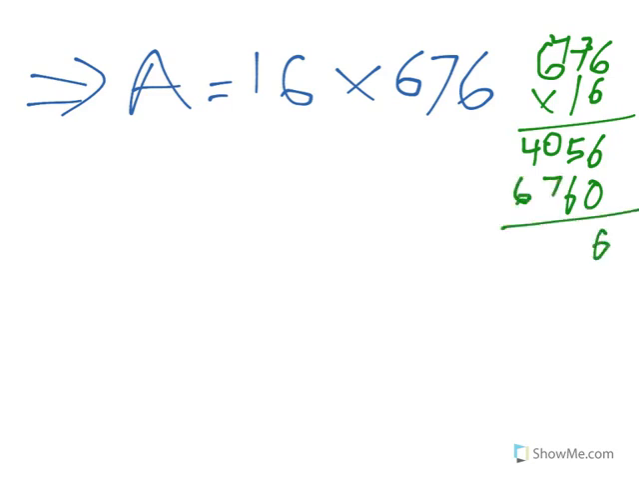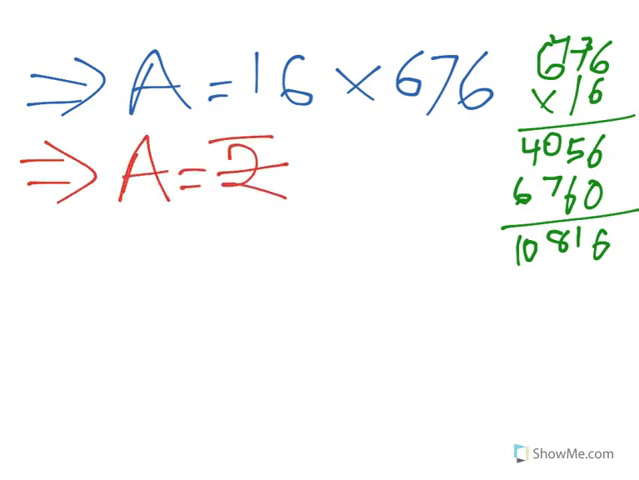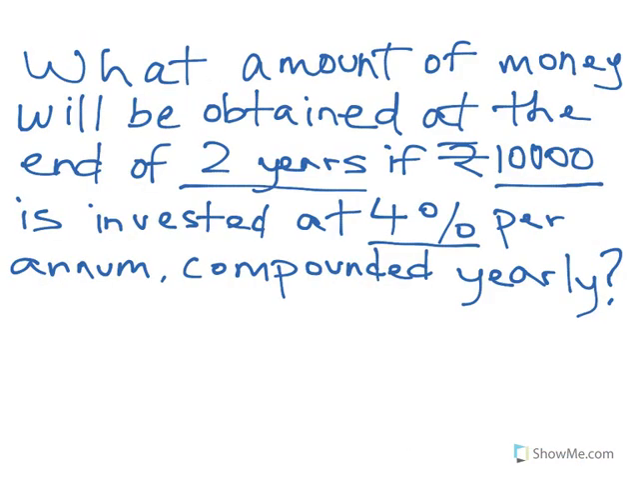So my final answer is 6, 5 plus 6, 11, 1 plus 7, 8, 4 plus 6, 10. 10,816. So I can say with absolute pride that the answer is rupees 10,816.